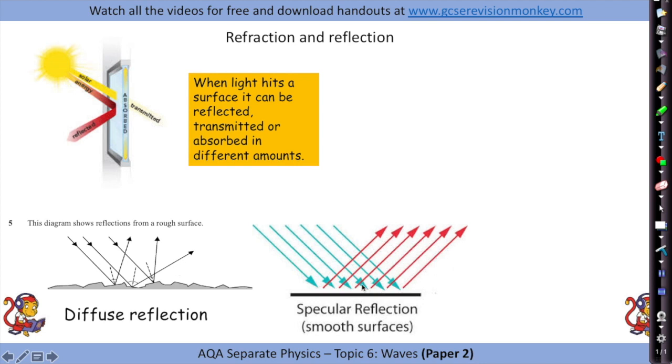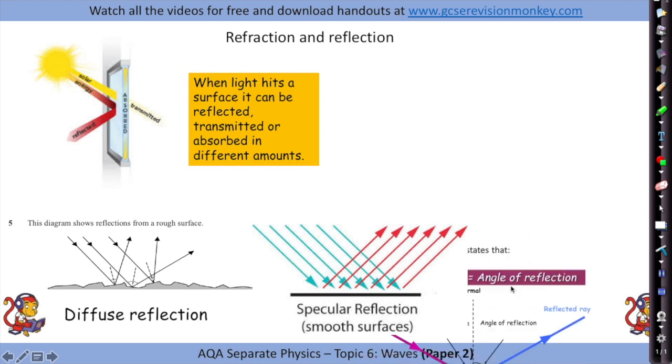So we don't end up with a picture, but we can still see the wall because light is being reflected from it. Now, specular reflection is for smooth surfaces. So specular reflection is where the light hits and leaves at the same angle. And this would be, for example, a mirror where you can see an image clearly in the mirror, or maybe reflected from a window if you're at the right angle.